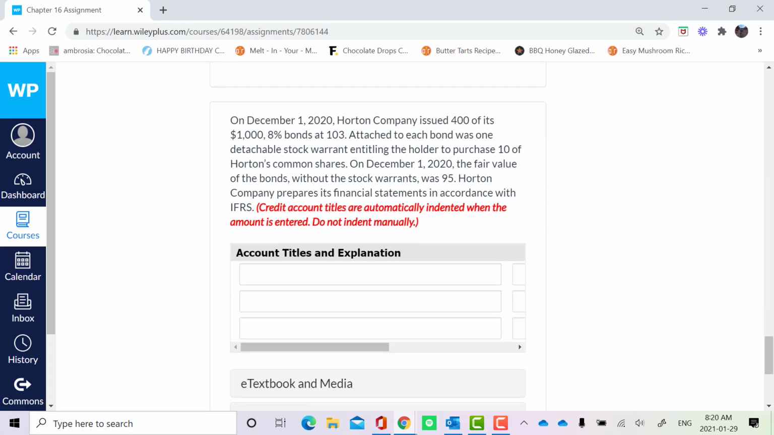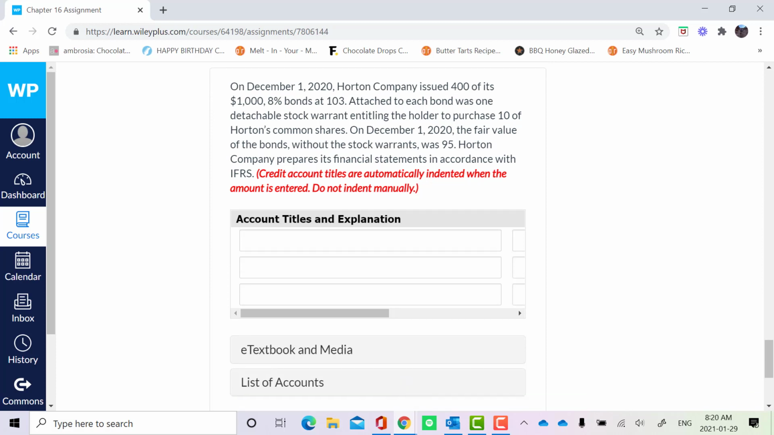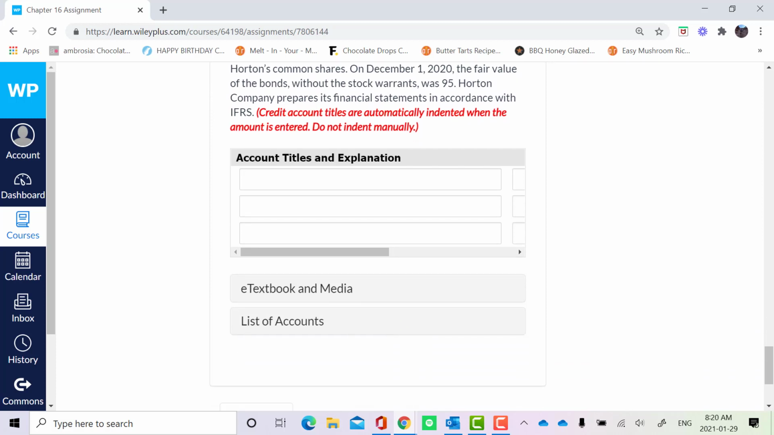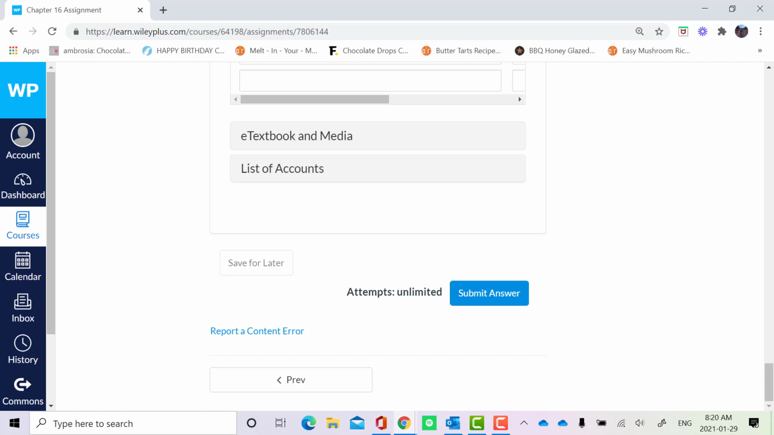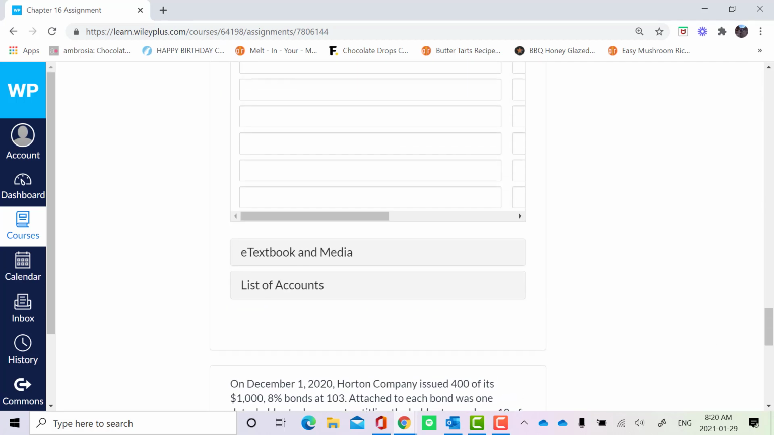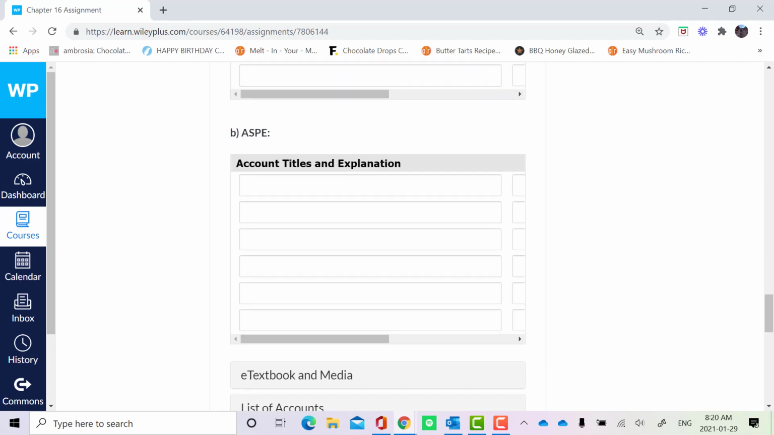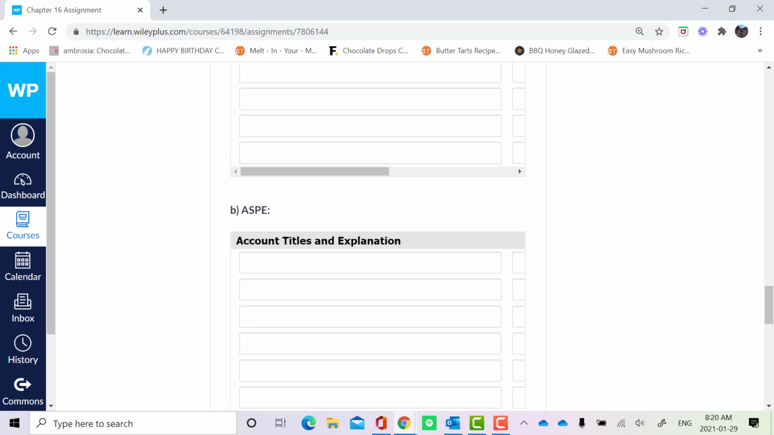And this one again is pretty straightforward. It's an issue with warrants, and that's it. So again, it's this one, ASPE one. The conversion is a little tricky. I think I basically gave you the journal entries for A and told you where to go for B to just follow the steps. And again, don't worry about conversions.